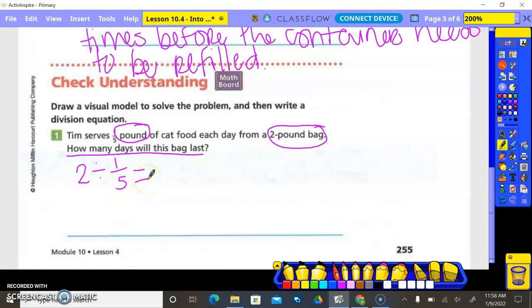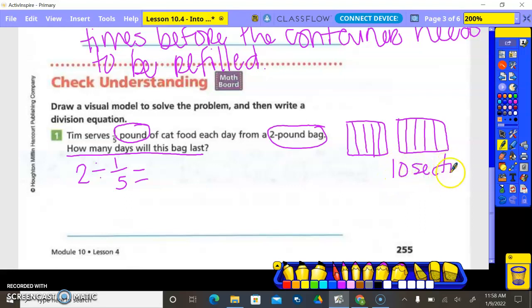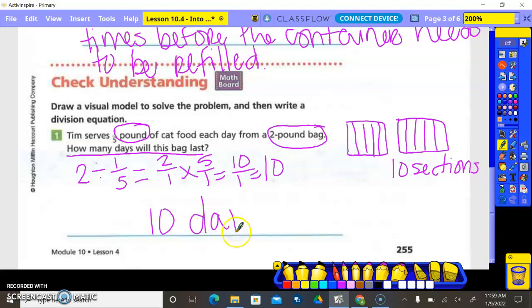We also could draw our model. We have 2 wholes, and we need to break them each into 5 sections, and we get a total of 10 sections. So this is where we do our equation to check it. 2 divided by 1/5 equals 2/1 times the reciprocal of 1/5, which is 5/1, which equals 10/1, which equals 10. So how many days will the bag last? 10 days.